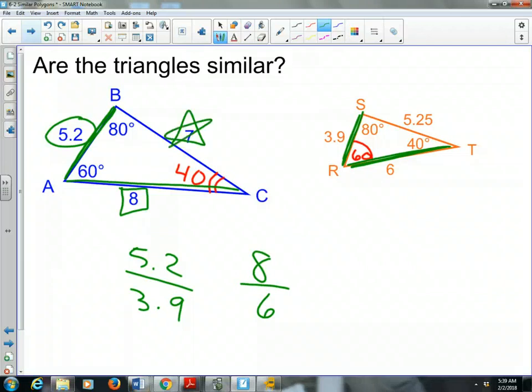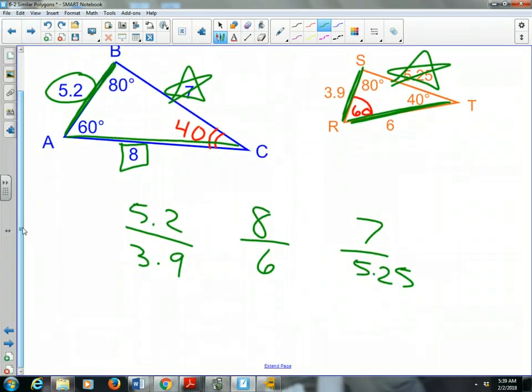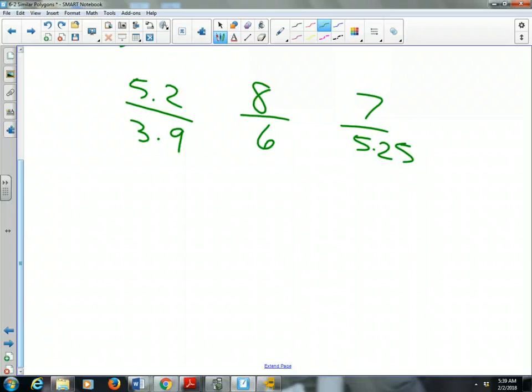My last segment is 7. What does 7 correspond with in the other triangle? It is the last one. It's the 5.25. Well, class, if this is a similar triangle, then these all have to equal the same number.